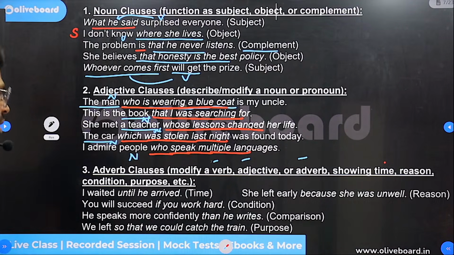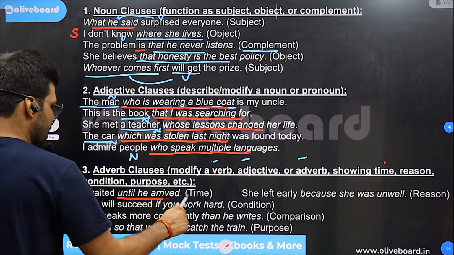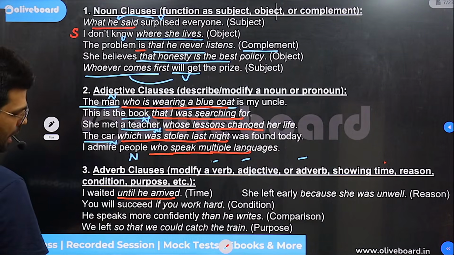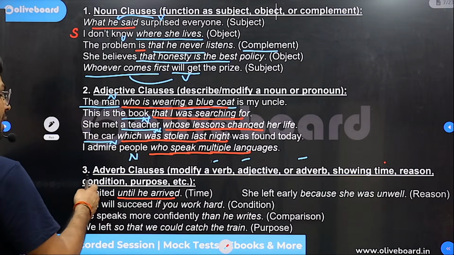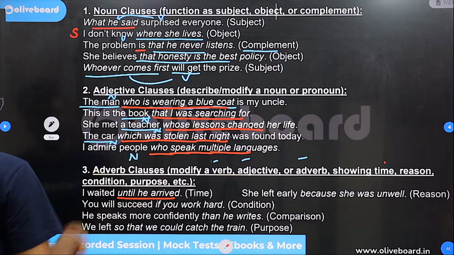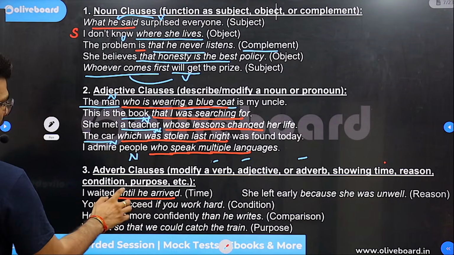I waited until he arrived. So you waited till 5 o'clock time, 7 o'clock time. No, until he arrived, I waited. So I waited until he arrived. Till then, I had to wait. Showing time, and modifying the verb, waited.